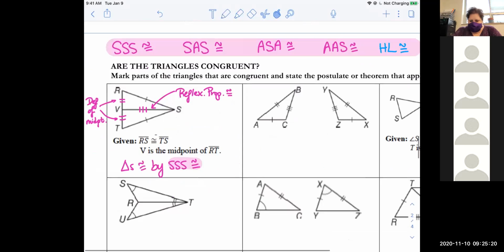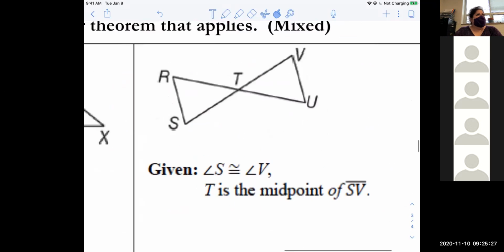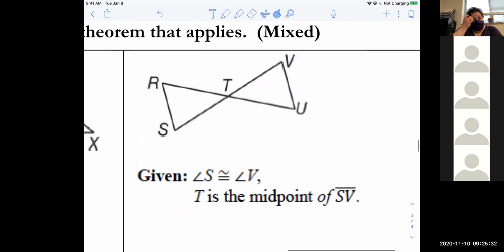Okay, how about we jump to, let's look at this one. Top row, third one, far right. Okay, first thing you want to do is mark anything that's given that's not marked on the picture. So angle S is congruent to angle V. Mark that. Okay, and then secondly, T is the midpoint of segment SV. Braden, tell me what that's going to give you. T is the midpoint of segment SV. What can I mark? ST and VT are congruent.